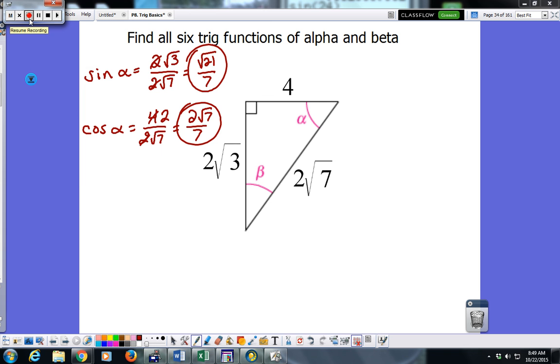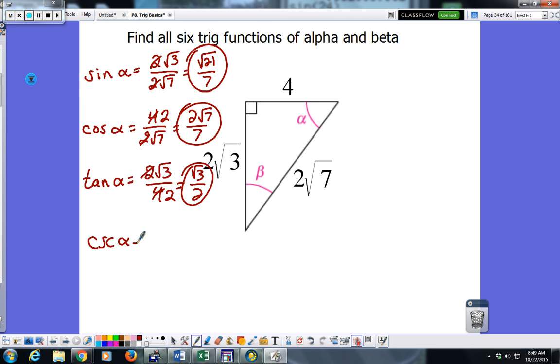Third one, tan alpha. Tangent is opposite over adjacent, which is 2 root 3 over 4. That's nice, no radicals on the bottom. 2 over 4 reduces to 2, so that would be root 3 over 2. Let's go to cosecant of alpha. The reason I'm going to do cosecant first is, since I did sine, cosine, tangent, I know cosecant is the reciprocal of sine, then I'll do secant, which is the reciprocal of cosine, and these won't take as long as you would think.